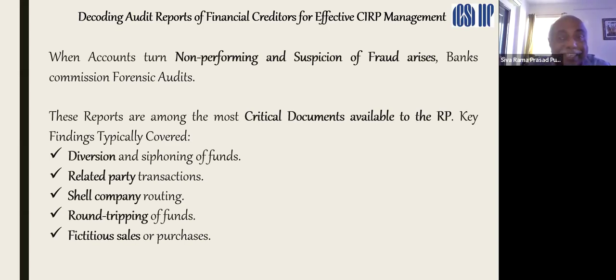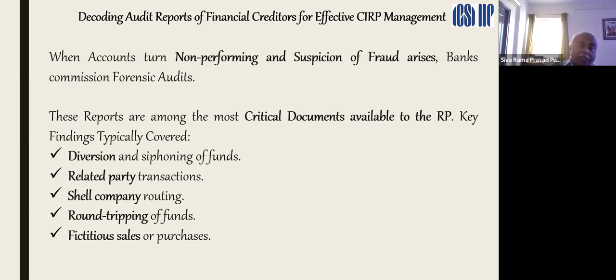These reports are among the most critical documents available to the RP. Key findings typically cover diversion and siphoning of funds. The forensic auditor will check whether the company has diverted or siphoned funds, and will collect that information with evidence and proof. Related party transactions: whatever related party transactions are there, they will also mention in the forensic audit of the bank branch on the company.